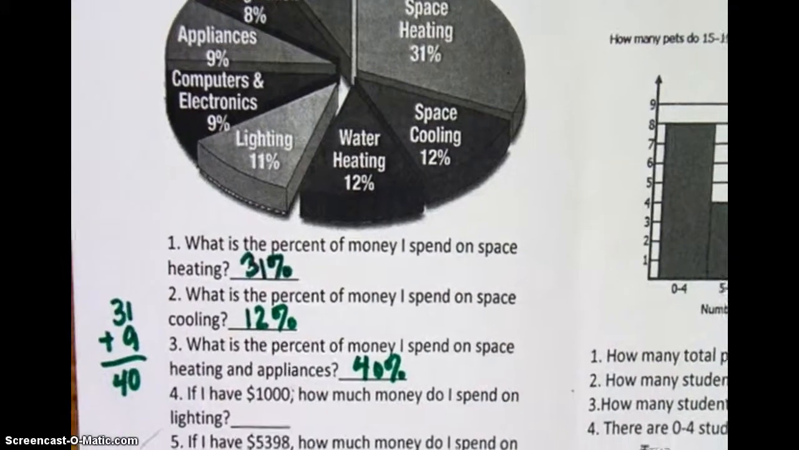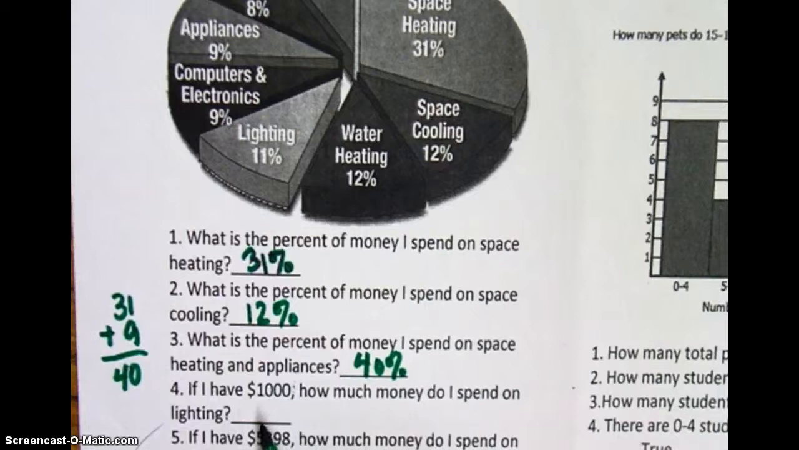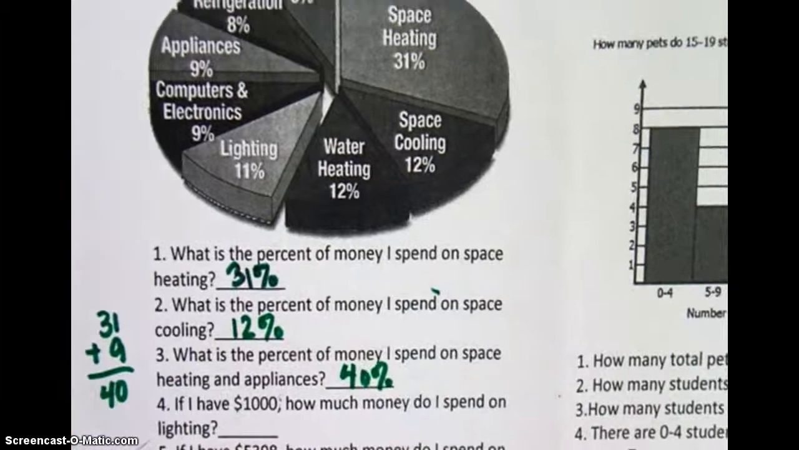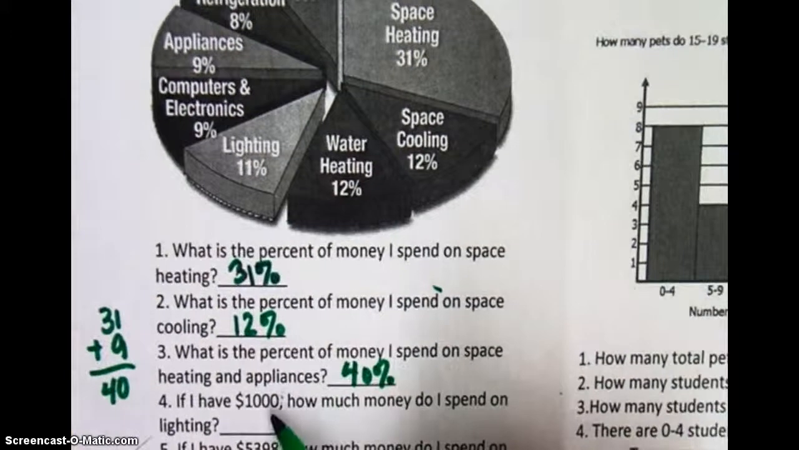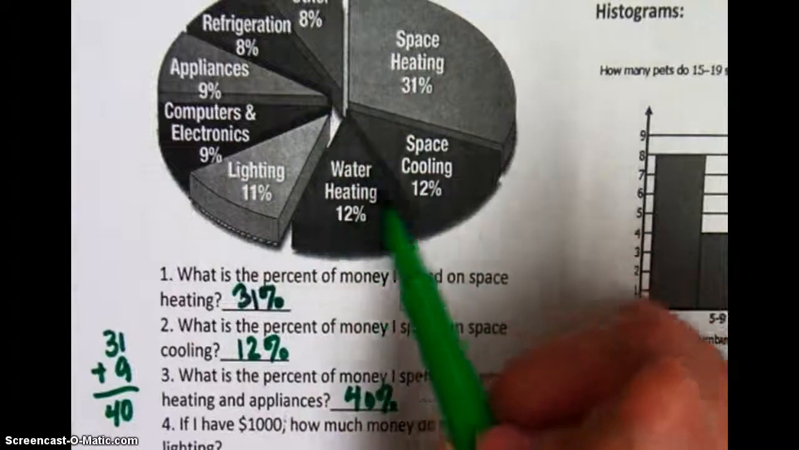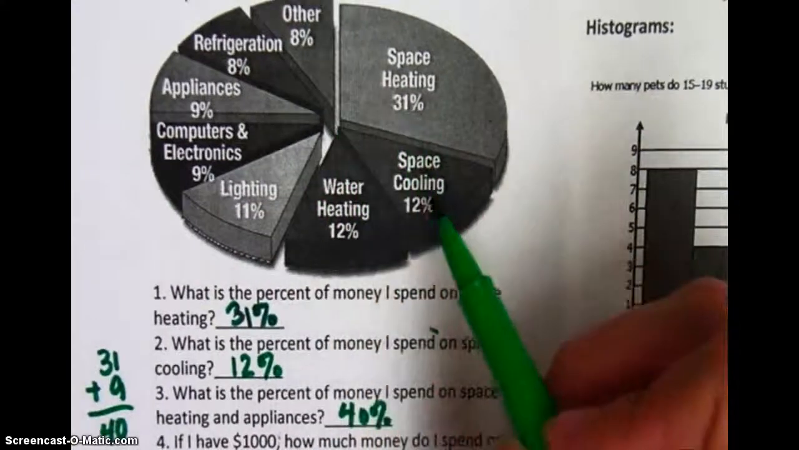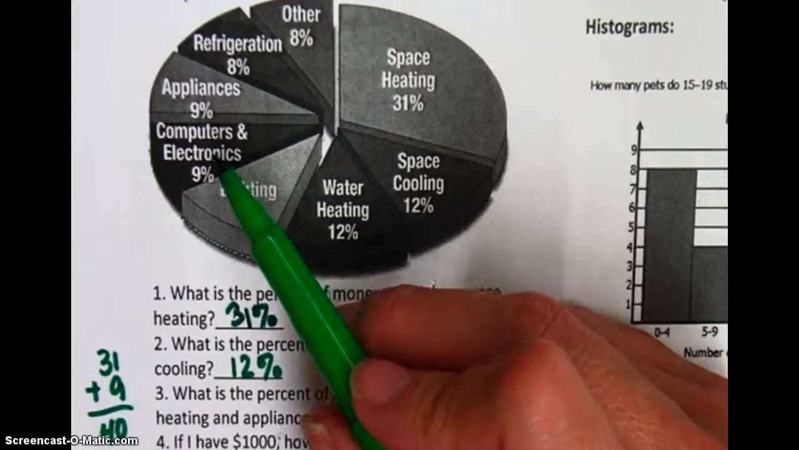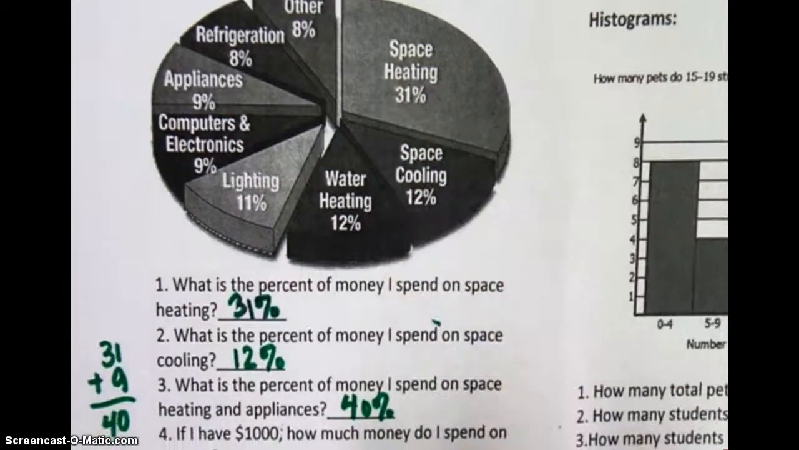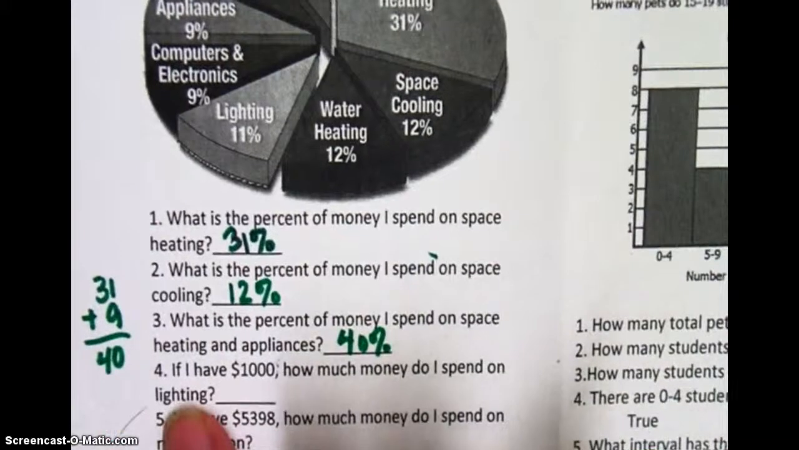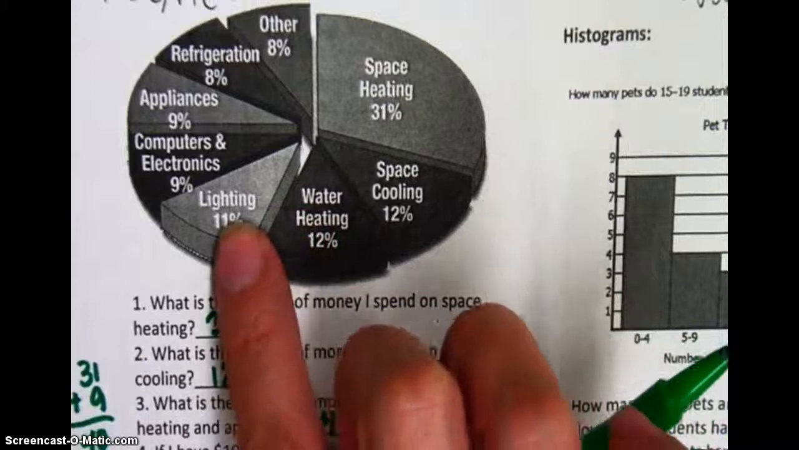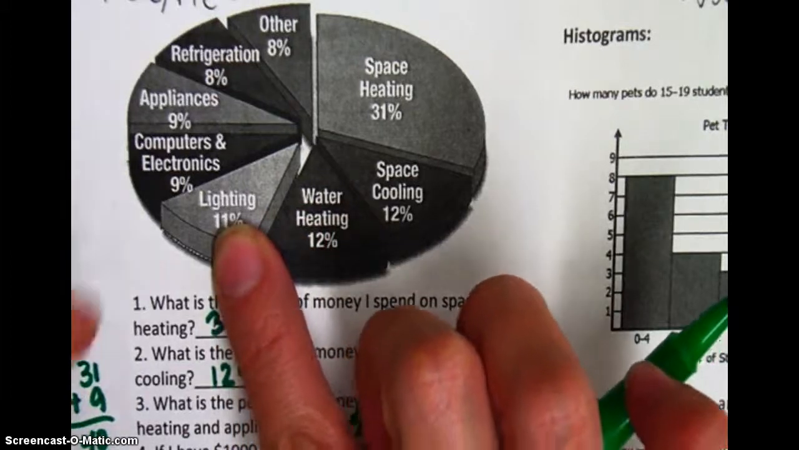Question number 4, if I have $1,000, how much money do I spend on lighting? Now this is where they start becoming a little more complicated. You actually have to compute. So if you have $1,000 represents all the money, 100% of the money. So if you were to figure out how much money you spent on space heating and space cooling and water heating, lighting, computers and electronics, appliances, refrigeration and other, you would end up spending $1,000. But here it just wants to know how much specific money you spent on lighting. So we can see that we spent 11% of the $1,000 on lighting.